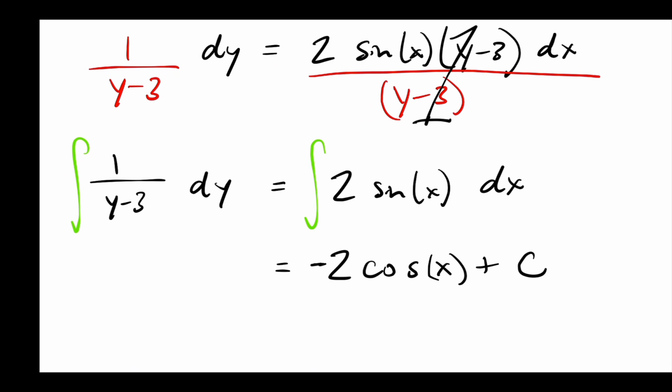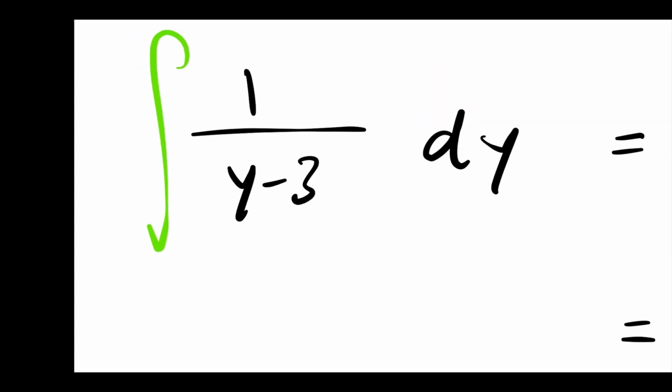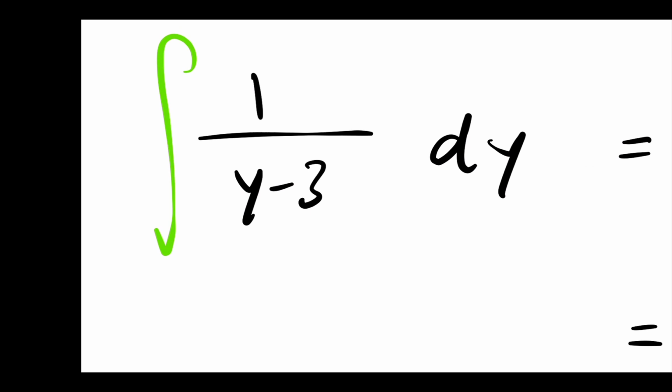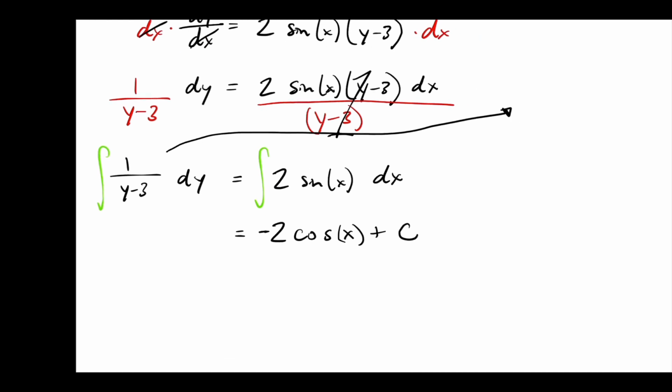This guy here, what are we going to need to do to integrate this side? Just like the last time, we're going to have to use u substitution here. So u is going to be y minus 3. Du is going to be 1 dy, because it's with respect to y. Divide by 1, you still get 1. 1 du equals dy.